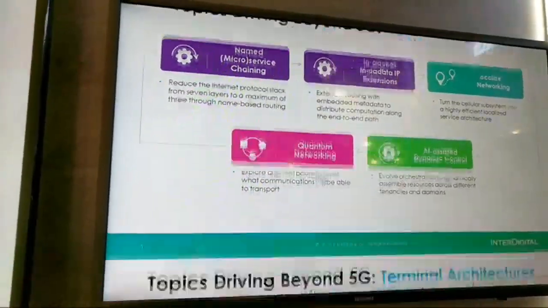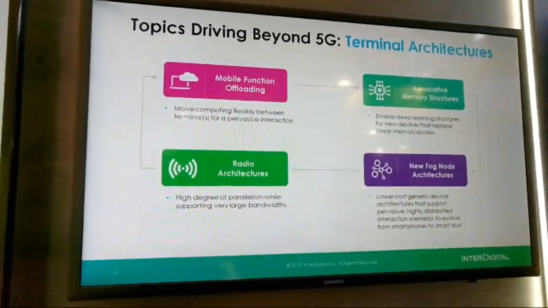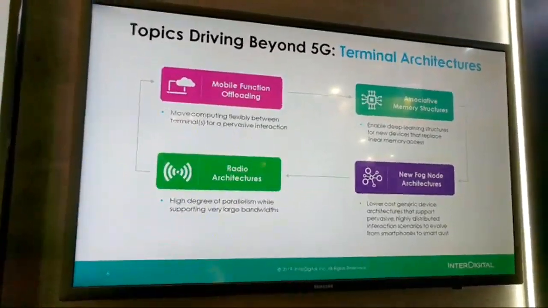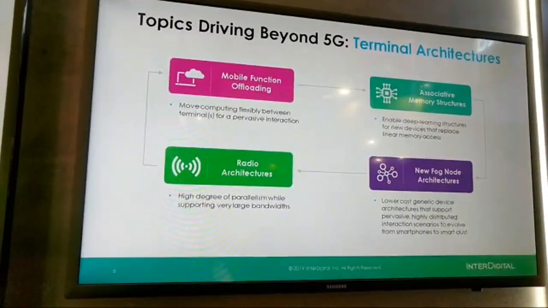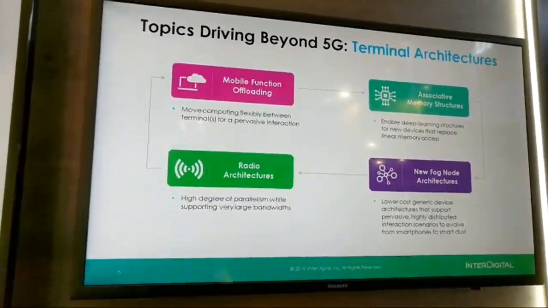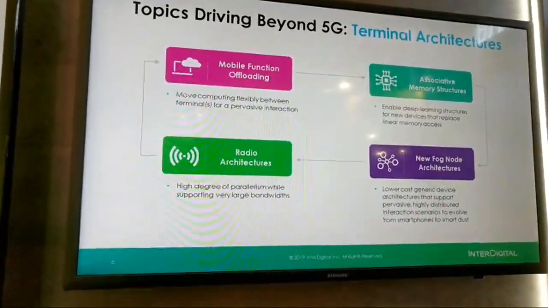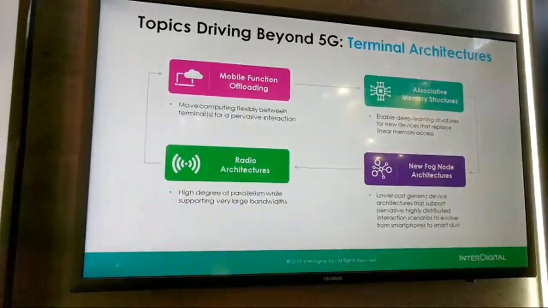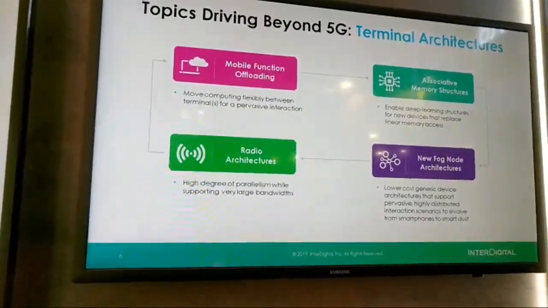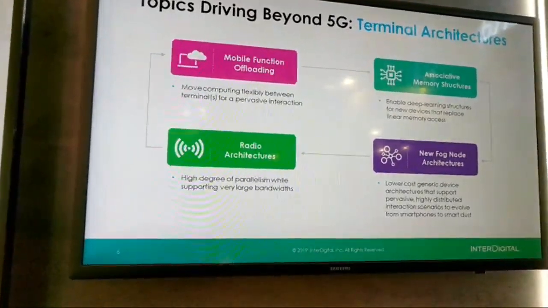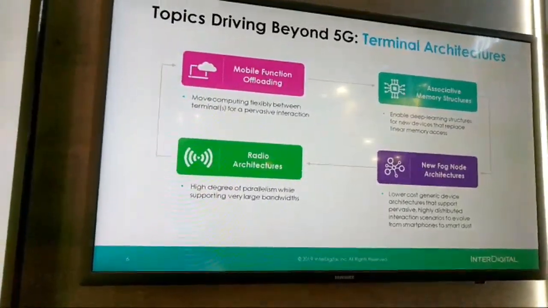The last aspect that I want to touch on is how the terminal architectures will evolve. We believe mobile function offloading, in terms of getting the virtualization all the way to the terminal, will be very important. When looking at memory structures, we believe deep learning structures will be necessary to replace the linear memory access that we have. We'll start to see new fog node architectures and new radio architectures where we want to leverage a high degree of parallelism to support large bandwidths, such as what becomes available in the terahertz spectrum.